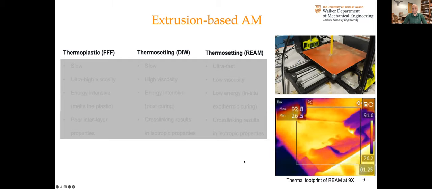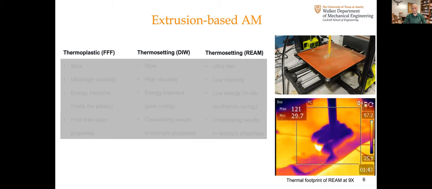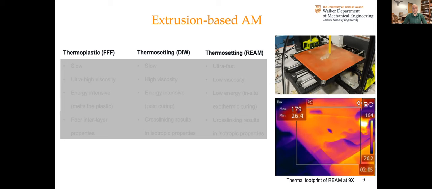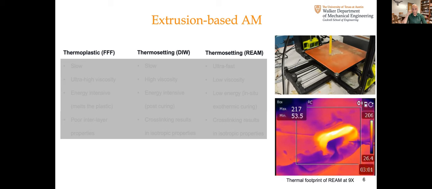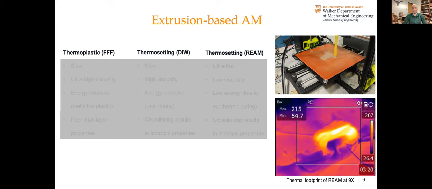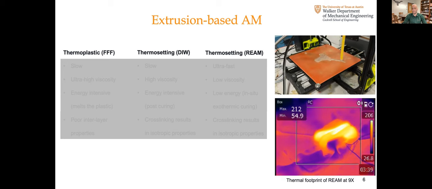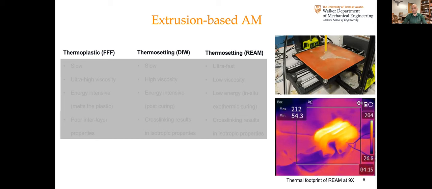So as you can see on the right side, the top right is showing you how a longhorn is actually printed in less than 2 minutes using reactive extrusion additive manufacturing. The bottom picture is a 9 times faster thermal video of a small cube made using this technique. You can see as soon as the resin and the hardener are mixed together, the exothermic reaction starts, and it raises the temperature to levels that are good enough for the resin to completely cure.